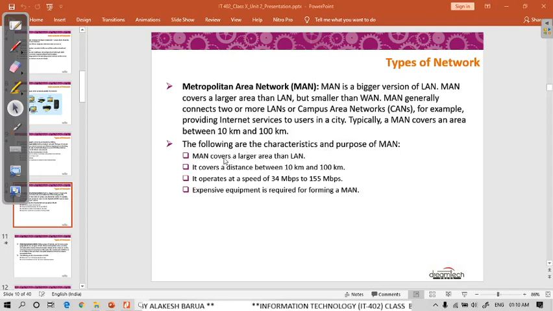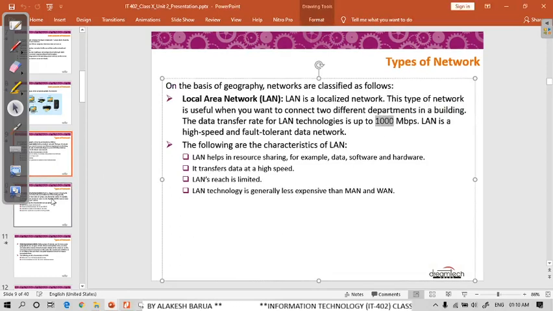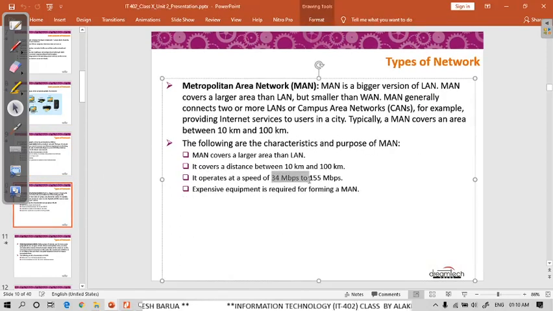Characteristics of a MAN: it covers an area larger than a LAN, obviously. It operates at a speed of 34 megabits per second to 155 megabits per second. Now LAN speed is higher, 1000 Mbps. Here the speed is reduced. Why? Because distance is increased. If distance is increased, then signal integrity and signal strength decrease. That's why the speed is also decreased.